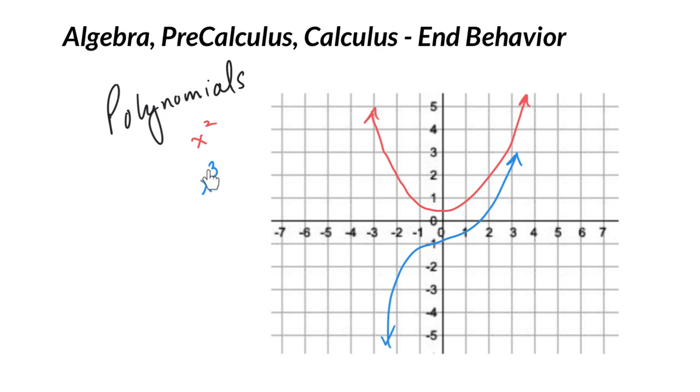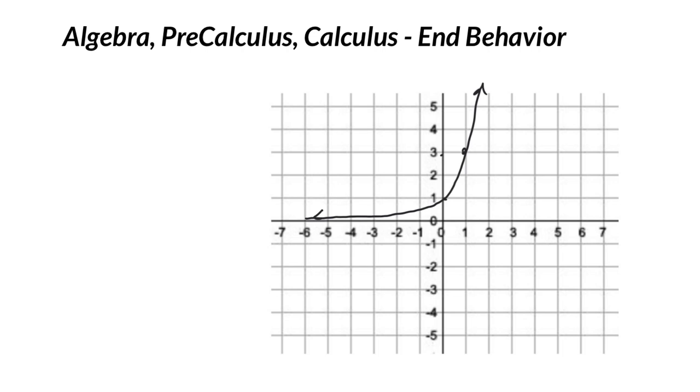Whereas an odd powered function like x cubed, plugging in large positive values will just get us bigger and bigger positive values as our end behavior. But plugging in negative values gives us larger and larger negative values. So the end behavior is different depending on the even or oddness of the power.